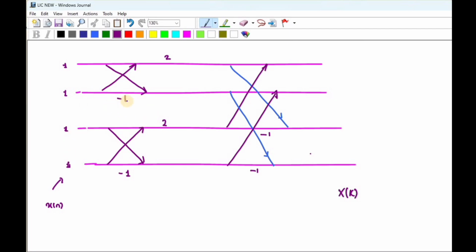Suppose if you subtract these two values, you will get 0. Subtract this value, you will get 0. Okay, so here you have to multiply by minus j, so 0 into minus j is 0. Again you have to add these two values, 2 and 2, you will get 4. Then 0 plus 0, you will get 0. Then 2 minus 2 is 0, and 2 minus 0 is 2.